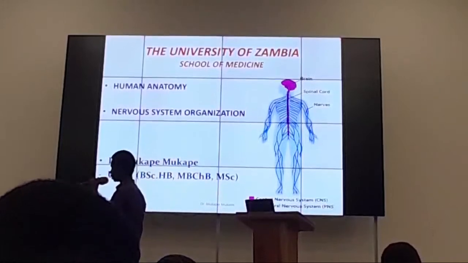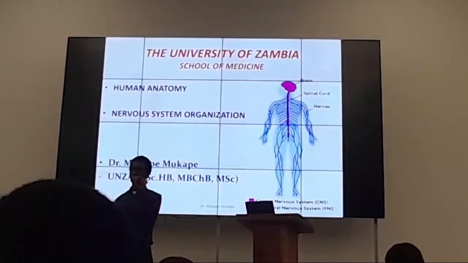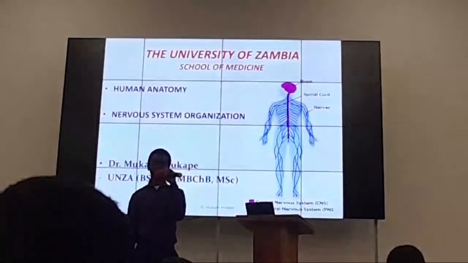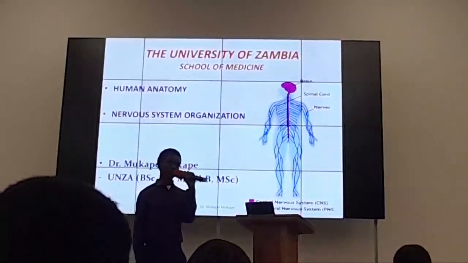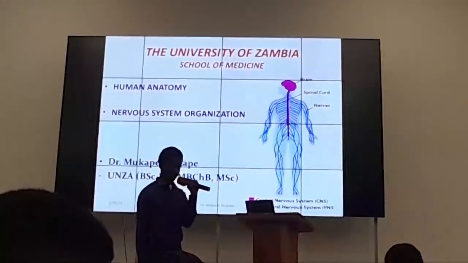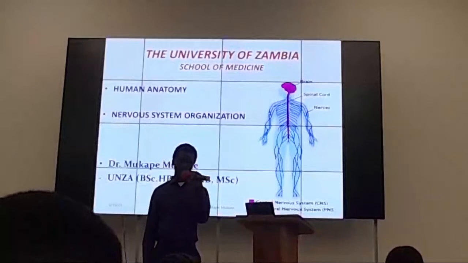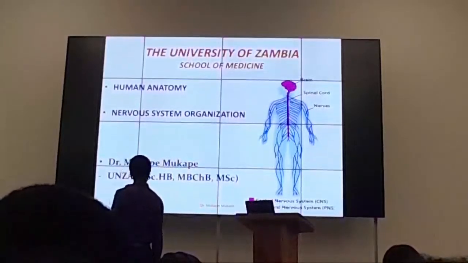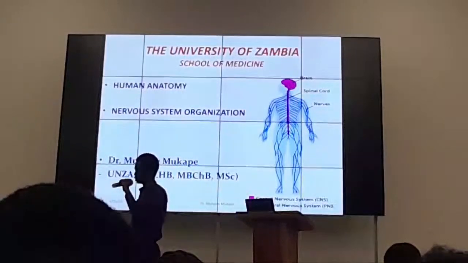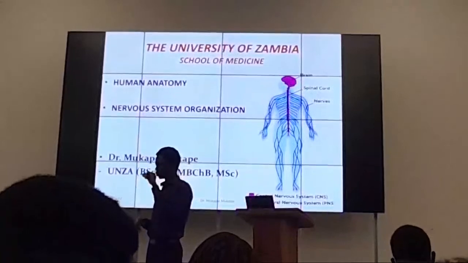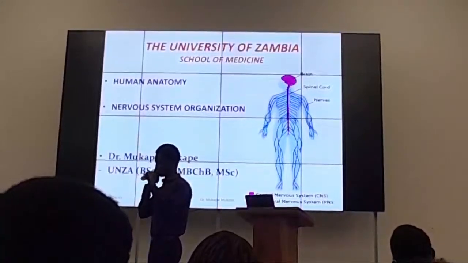What about the spinal nerves? How many are they? 31. So 31 paired spinal nerves. Again, we'll come to that discussion. For now, we are just classifying. So that gives us the anatomical classification.